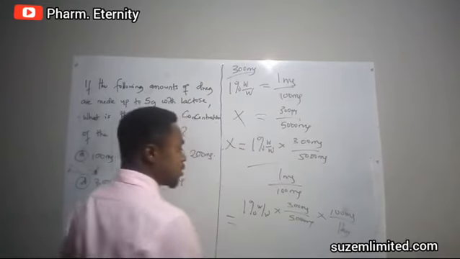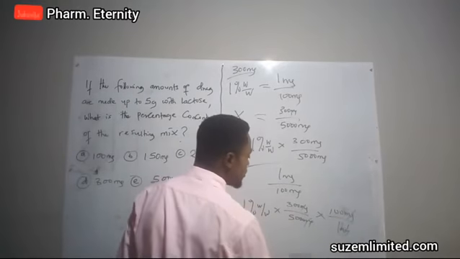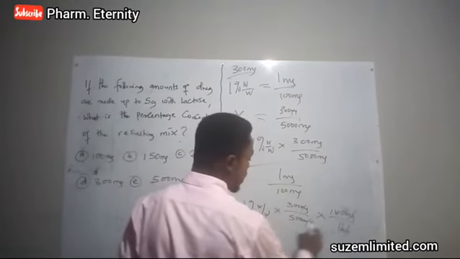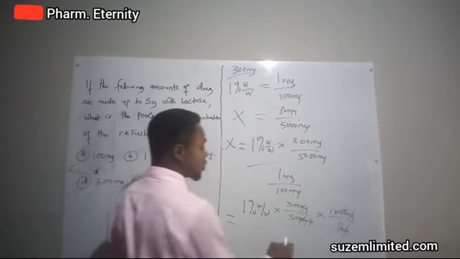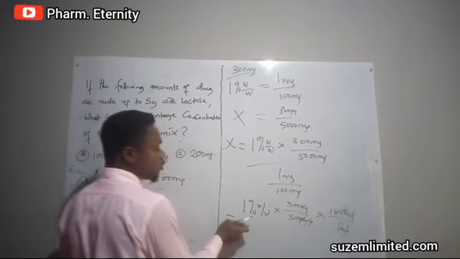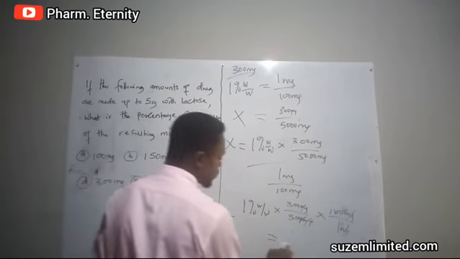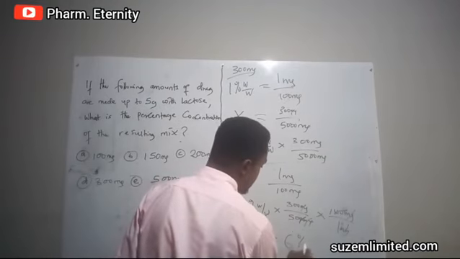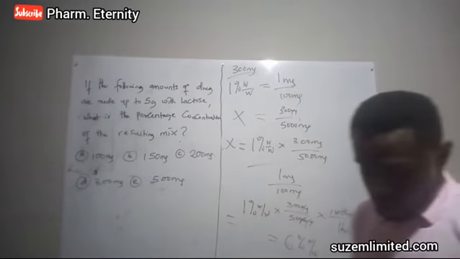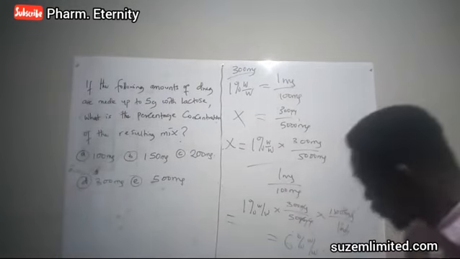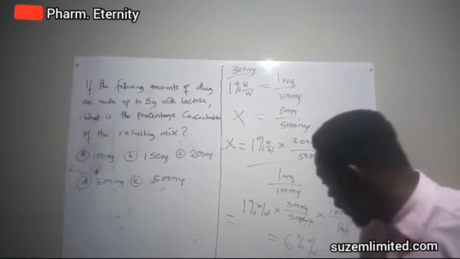As usual, milligram will cancel milligram. This 0 here will cancel the 20 here. Remain 300 divided by 50, which is 6. So 6 times 1% weight per weight gives us 6% weight per weight. So the concentration here now is 6%.